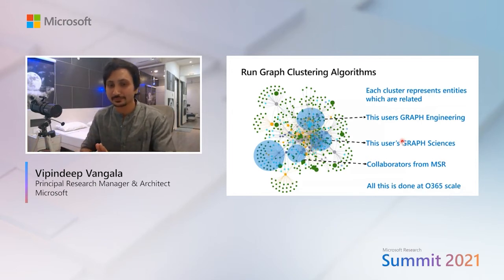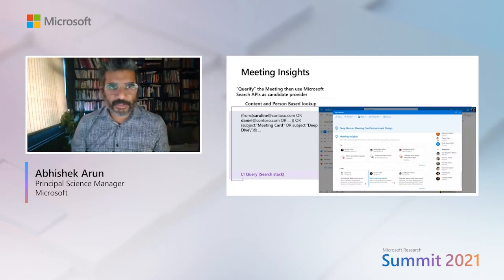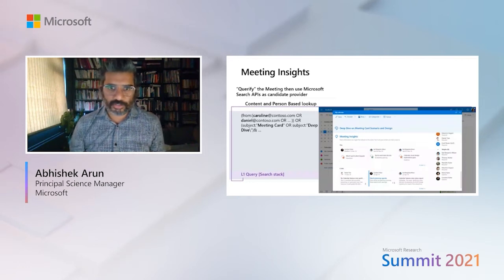Over to you, Abhishek. Yeah, so thanks, Vipin. I'm now going to talk about Meeting Insights, which is a feature that is designed to help meetings be more effective for all of our M365 customers. The aim of this feature is to give you content related to your meeting, so emails and files related to your meeting, so that you can go into your meeting or look back at the meeting better prepared.